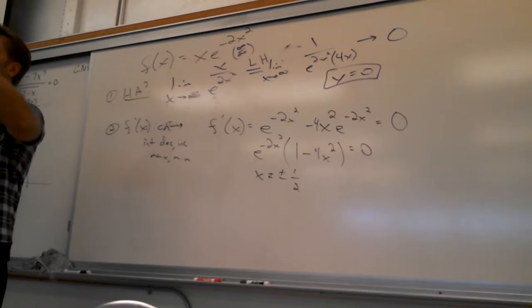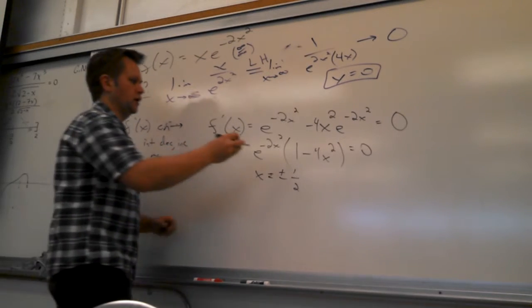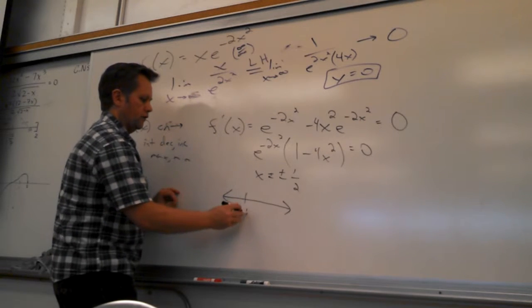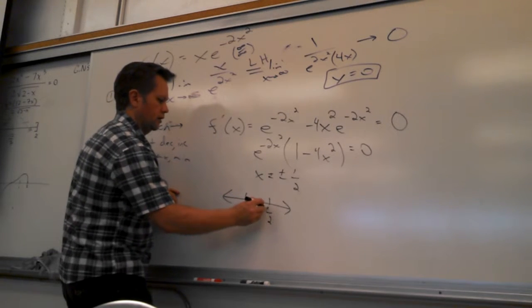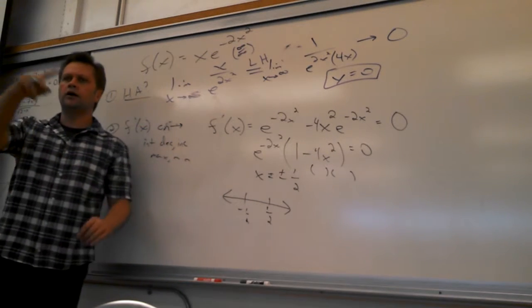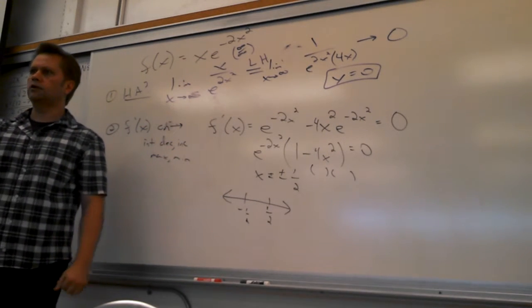I need to know stuff about the slope itself, so I might as well just go ahead and do the first derivative test. So I got my negative 1/2, my positive 1/2. Christian pointed out something good: this would be a multiplicity of 1 each. So I can use that to my advantage.